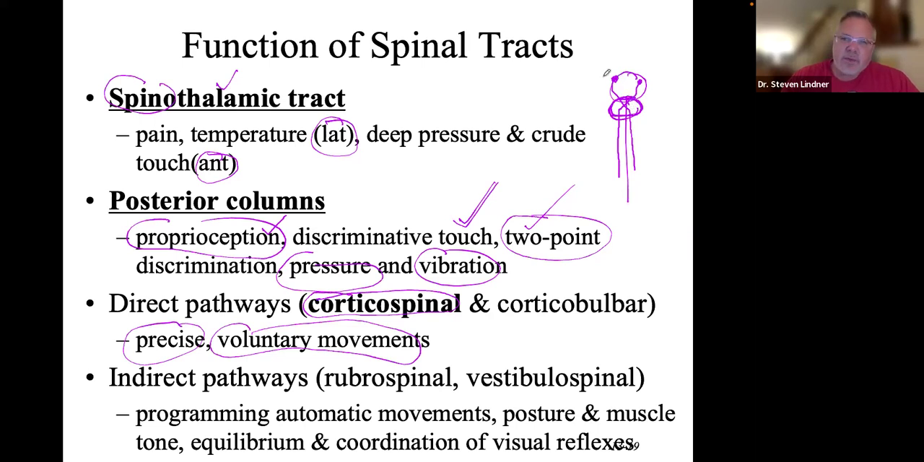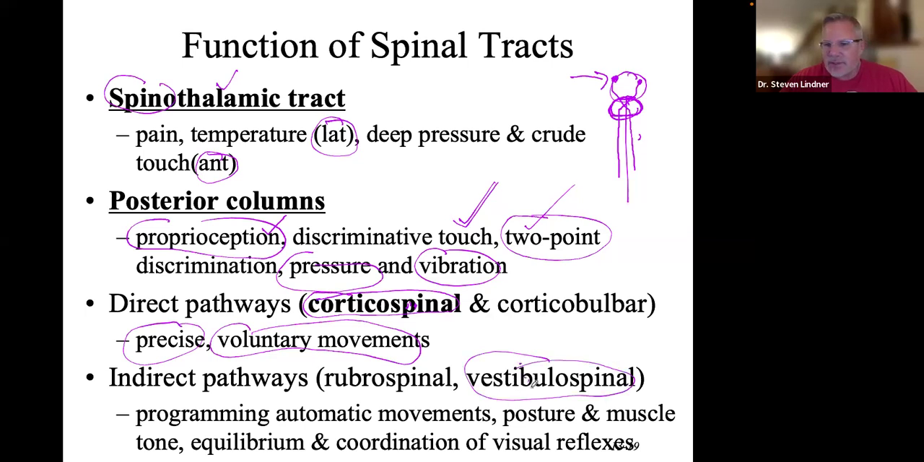And this is why when someone has a stroke on one side of the brain, let's say on the left side of their brain, they become paralyzed on the opposite side of the body because of the wiring of those corticospinal tracts. Then we have these indirect pathways like rubrospinal and vestibulospinal.